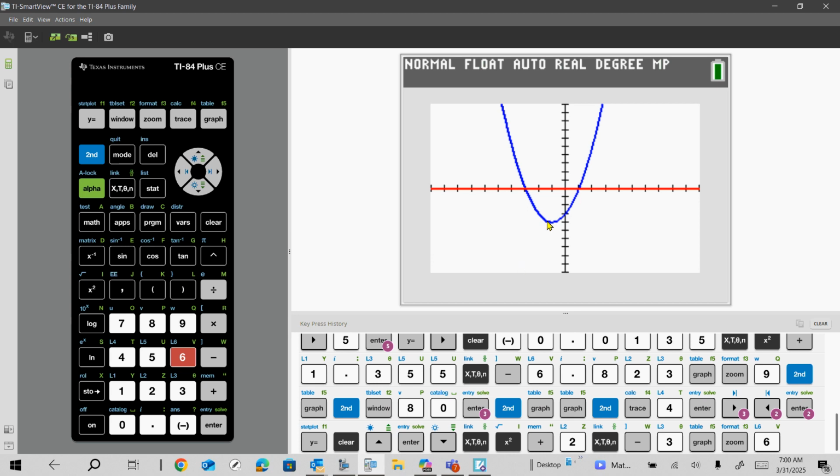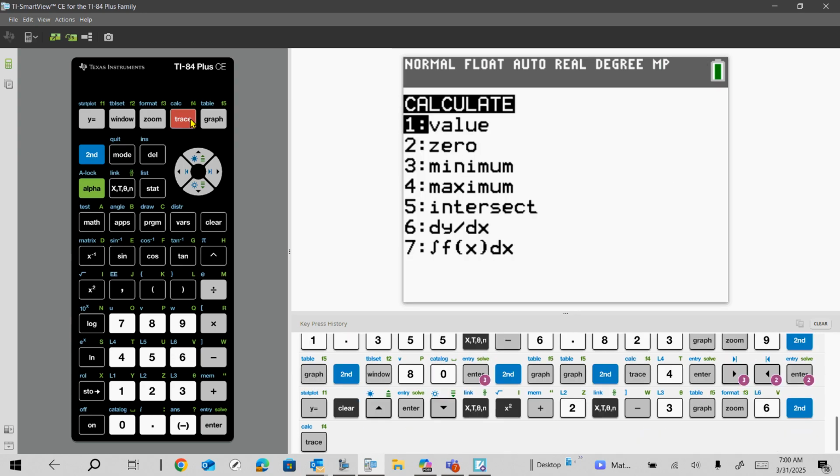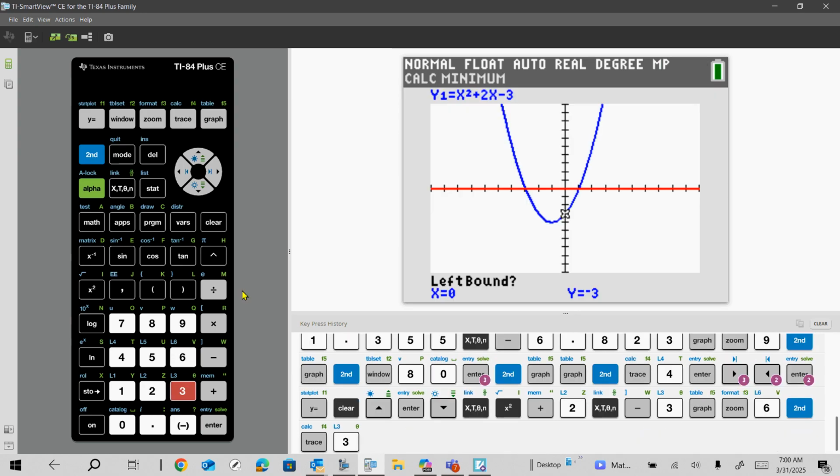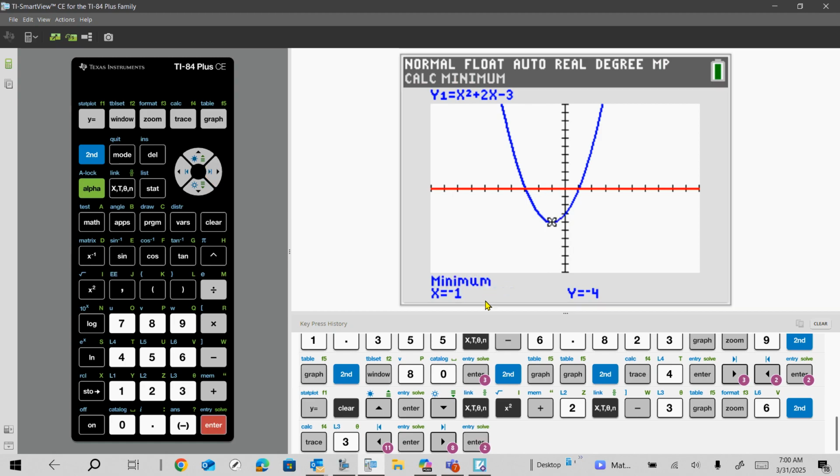So what they want us to find are the parts. The vertex is your max or minimum, okay? So we start off with second trace. We have a minimum. We need to go left bound, enter, right bound, enter, enter again. Our minimum is at -1, -4, okay?